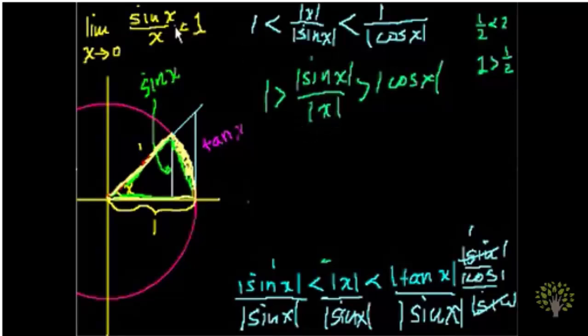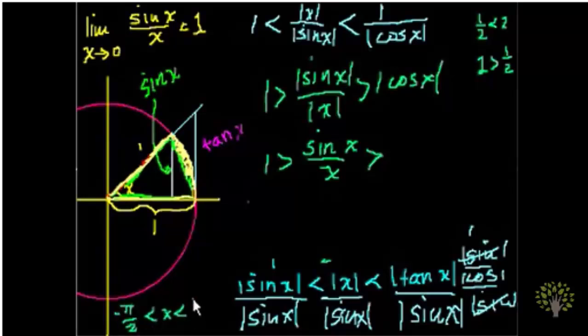So sine of x over x is always going to be positive, so the absolute value signs are kind of redundant, right? We could write 1 is greater than sine of x over x. And the same logic applies in the first and fourth quadrants, which is where we're dealing with: minus pi over 2 is less than x, which is less than pi over 2. So we're going from minus pi over 2 all the way to pi over 2, the fourth and first quadrants.